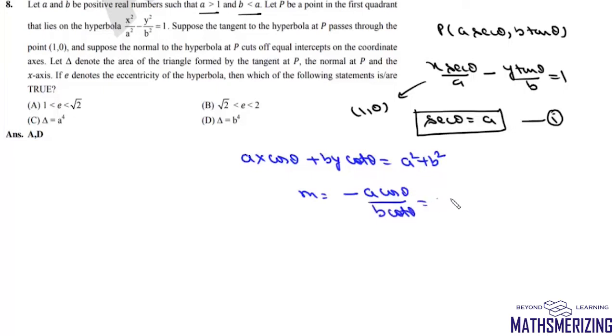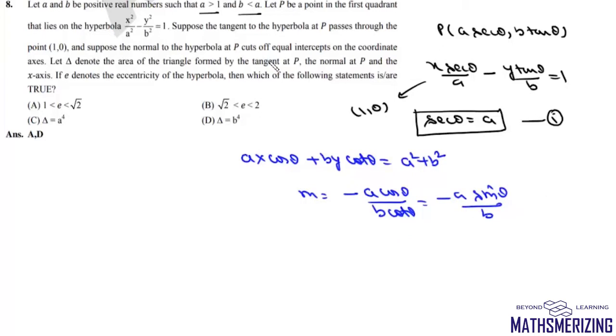Now we'll find the equation of the normal at this point P. The equation of the normal is given by ax cos theta plus by cot theta equals a squared plus b squared. Now what is the slope of the normal in this case? The slope of the normal is minus a cos theta upon b cot theta, which is minus a sin theta upon b.